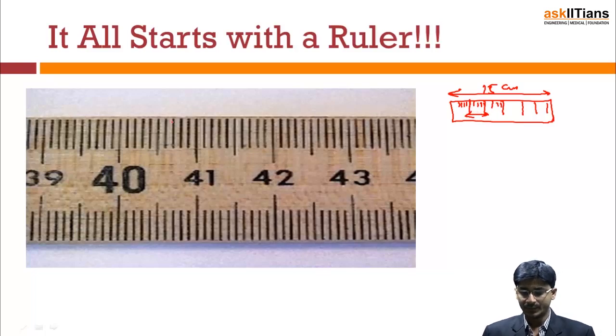Now for the measurements that we have been doing, what we do is place the tip of the scale at a particular end from where we have to measure, and then we measure by reading along the ruler. The length is measured by the markings that are shown on the ruler.